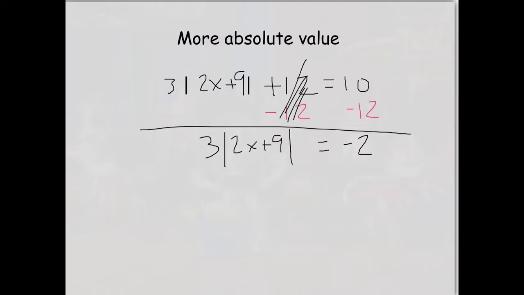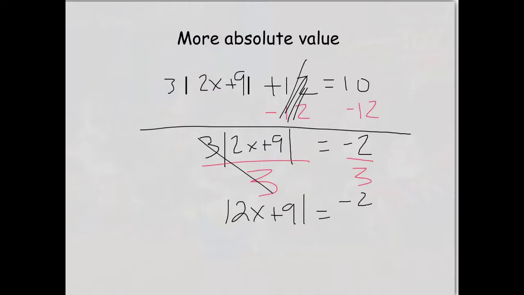Is our absolute value all by itself yet? Nope. So we have to do the opposite again. Now when this number 3 is outside the absolute value, it's assumed that that is multiplication. So 3 times all that stuff, the opposite of that is just going to be dividing by 3. Whatever we do on one side, we have to do to the other. So that'll leave us with the absolute value of 2x plus 9 is equal to negative 2/3.